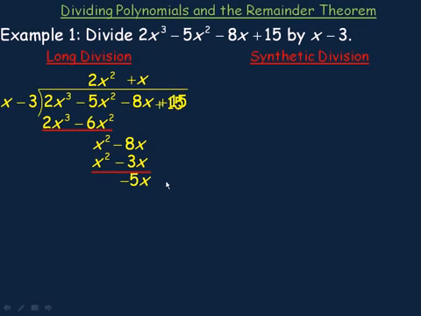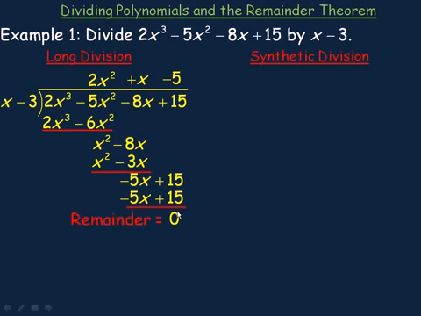And we bring the 15 down. Now, one more time, we're going to divide this x into the negative 5x, which gives us, of course, negative 5. And the negative 5 times x minus 3 is minus 5x plus 15. And so we subtract, and they're the same, so we get a remainder of 0.